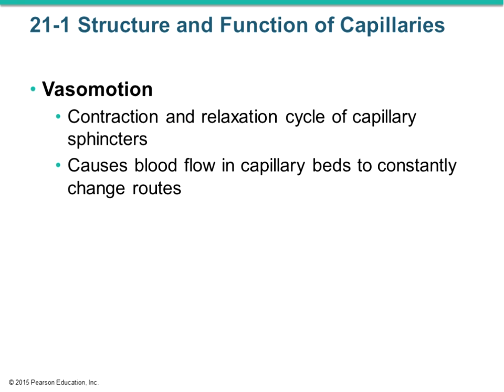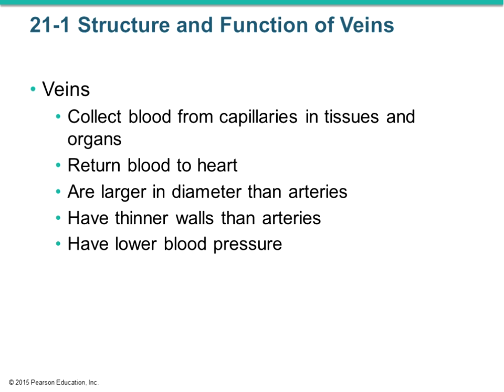All right, so vasomotion then refers to a contraction-relaxation cycle of the capillary sphincters, which again allows blood to flow in a specific pattern. All right, so after capillaries, then you have veins, the last portion of the system, right? Arteries, capillaries, and veins. Once the blood passes through the capillary system, it's now in the venous system, and these veins collect blood from the capillaries and return blood back to the heart, of course, where it's going to reacquire the oxygen and the whole system will start over.